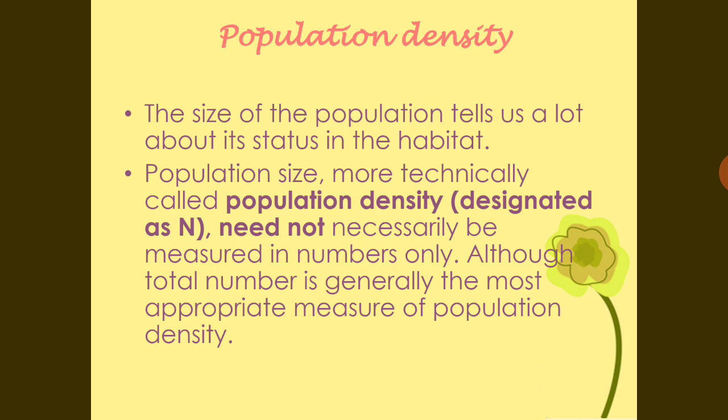So next is the indirect count. Population size measurement can also be carried out indirectly, without actually counting or seeing the organisms. For example, the tiger census in the national parks and tiger reserves in India is often based on pug marks, and sometimes on fecal pellets also. So this is the indirect count method.